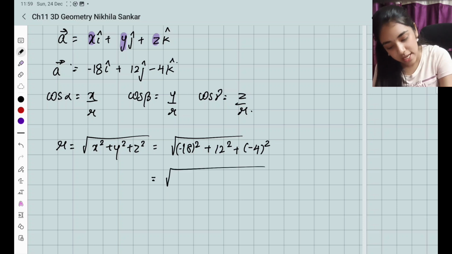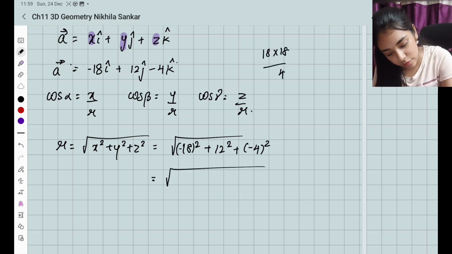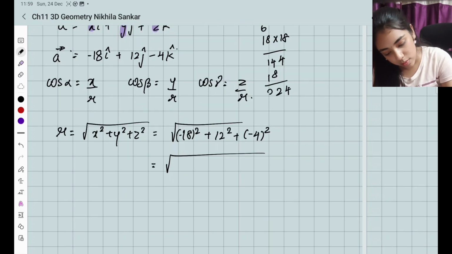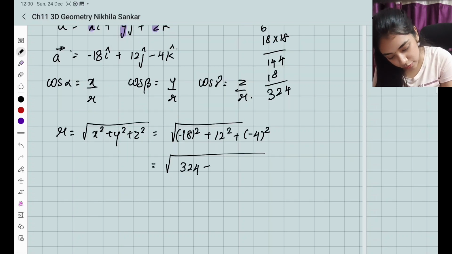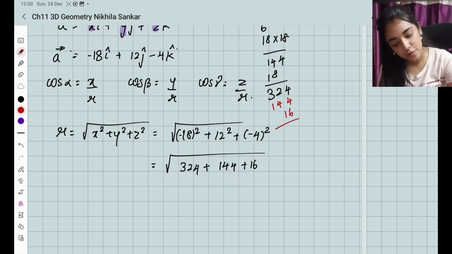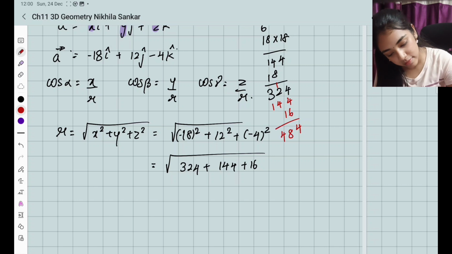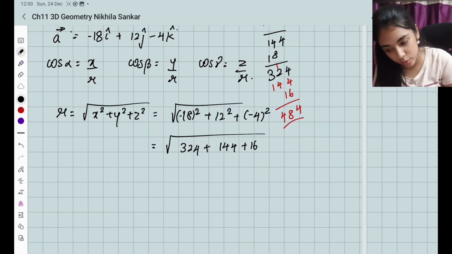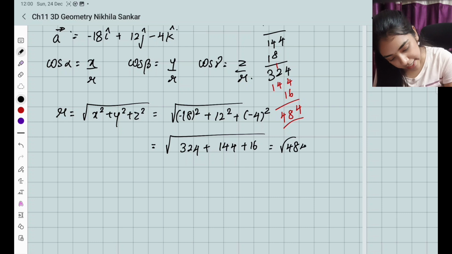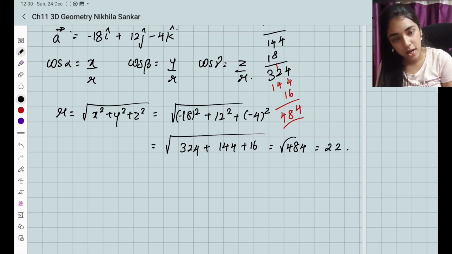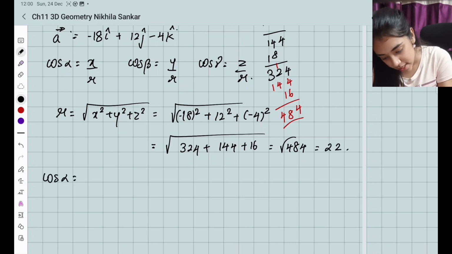So, when I find this, 18 into 18 is 324. So, I have 324 plus 12 12s are 144 plus 16. So, when I add these values, I have 484. 484 oda square root enna? It is going to be 22. So, 484 is going to be 22. இப்போ r oda value கண்டுபிடிச்சாச்சு. Cos alpha is going to be minus 18 divided by 22.